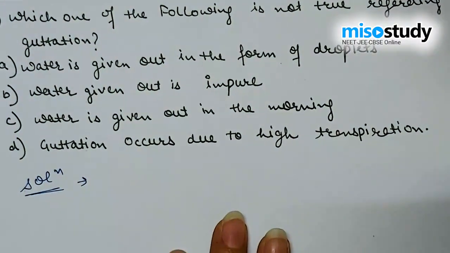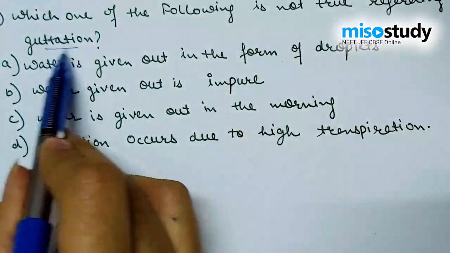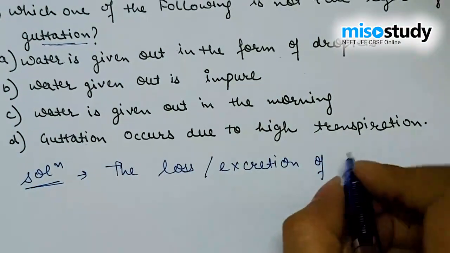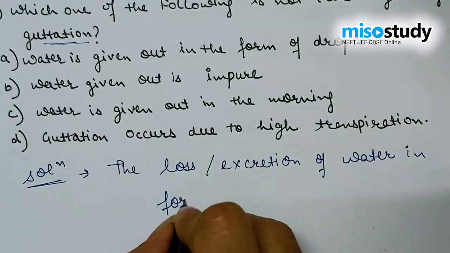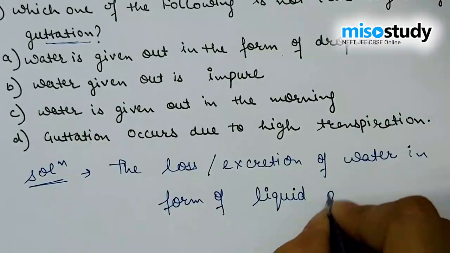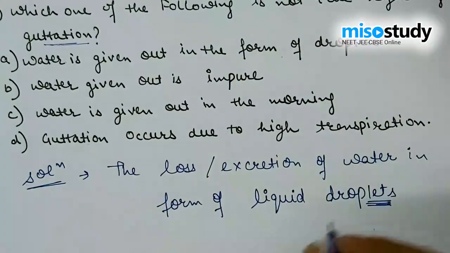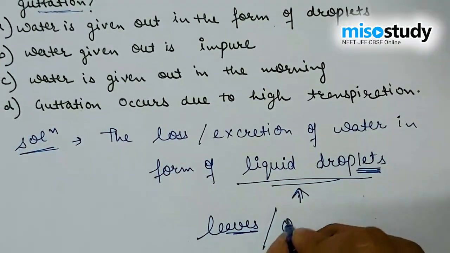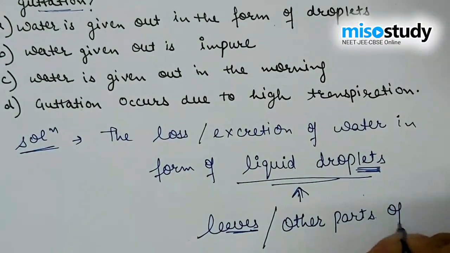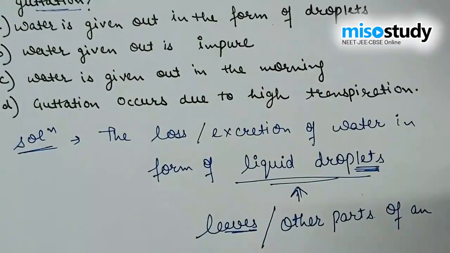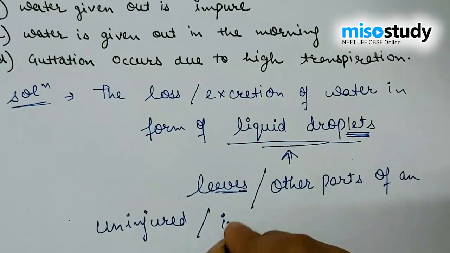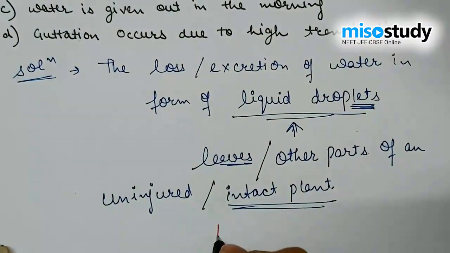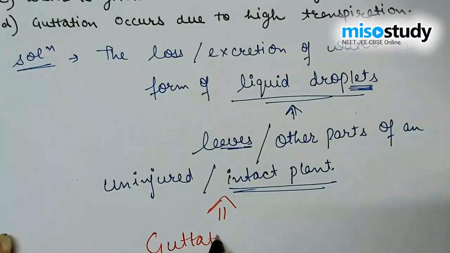When we discuss guttation, first of all we discuss the process of guttation. The loss and excretion of water in the form of liquid droplets, and those liquid droplets are secreted from the leaves and other parts of an uninjured or intact plant, and this process is known as guttation.